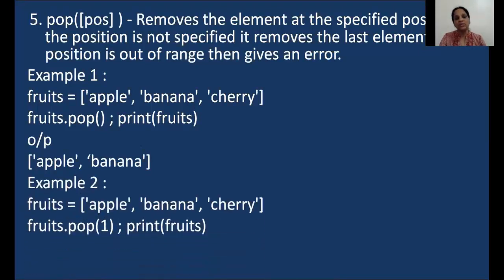But let me show you another example. I said pop 1. That means delete the element at index location 1. So if I delete the element at index location 1, banana gets deleted and you're left with apple and cherry.